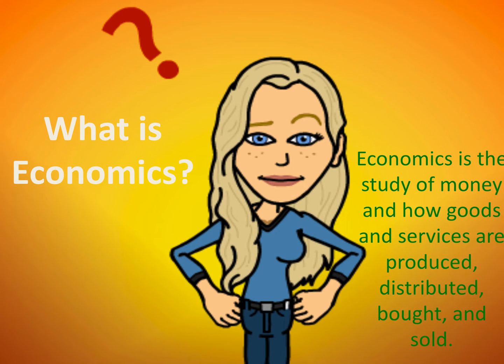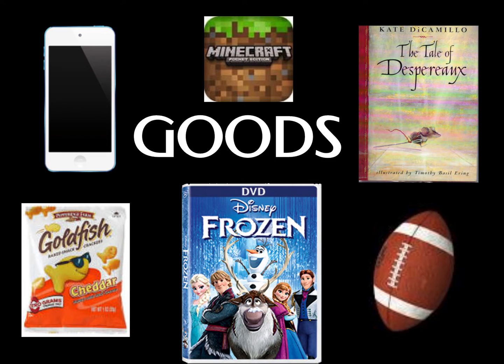What is economics? Economics is the study of money and how goods and services are produced, distributed, bought, and sold. What is a good? Goods are different things, different materials that you can buy and you can actually take back with you. Some examples of goods are a phone, video game, a book, food, a movie, any kind of sports object.